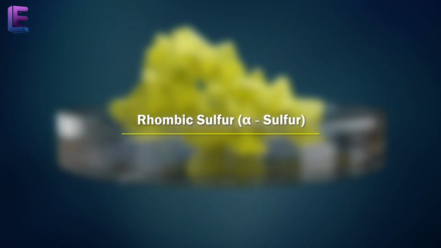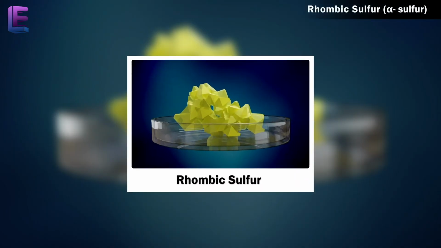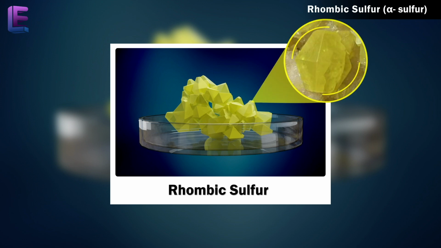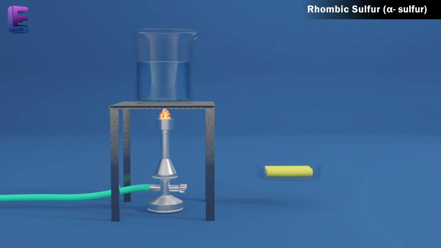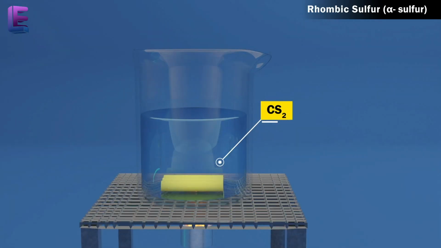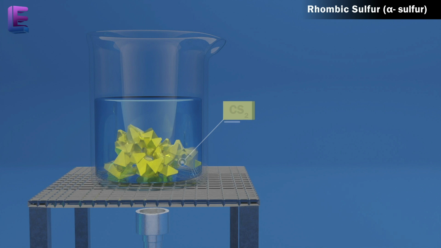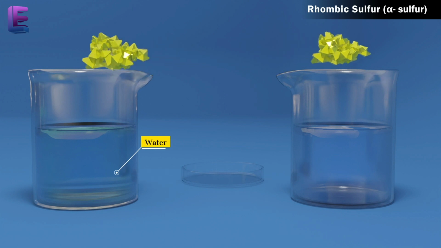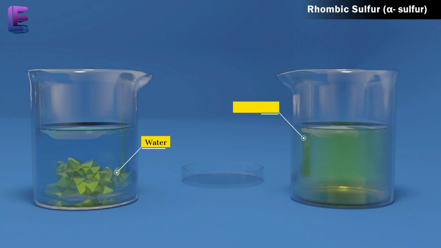Rhombic sulfur, alpha sulfur. It is crystalline in nature and has an octahedral structure. Rhombic sulfur crystals are formed on evaporating the solution of rolled sulfur in CS2. Its melting point is 385.8 Kelvin and specific gravity is 2.06. It is yellow in color. It is insoluble in water but dissolves to some extent in benzene, alcohol, and ether.